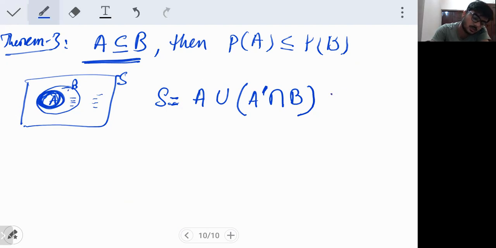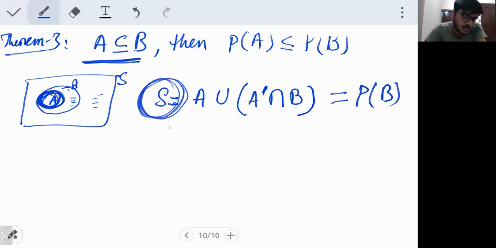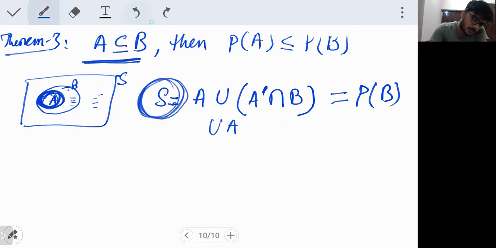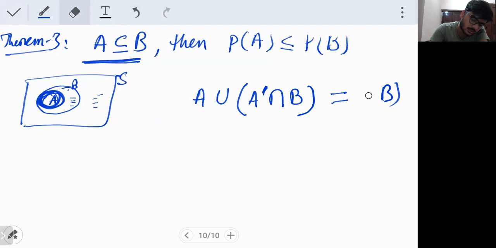This will be equal to probability of B. I have written it wrongly over here. This is not equal to sample space. If we have to define the sample space, we have to add one more thing, that is the union of A dash for sample space. So let's not get into that. Let's define the theorem first. Just a second. I have written something wrong. This is equal to B, not that.